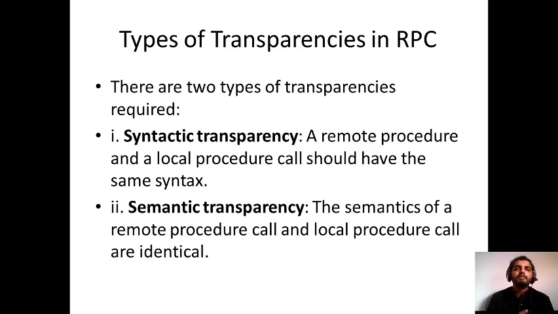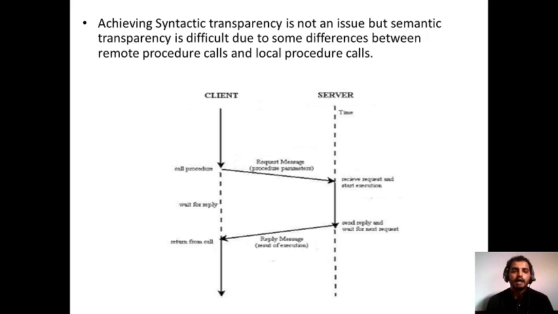These are the different types of transparencies with reference to RPCs, syntactic and semantic. This is very important with reference to your understanding of this particular subject. Now moving forward, achieving syntactic transparency is not an issue, but semantic transparency is difficult due to some difference between remote procedure call and local procedure call.